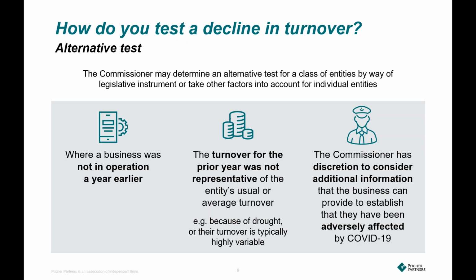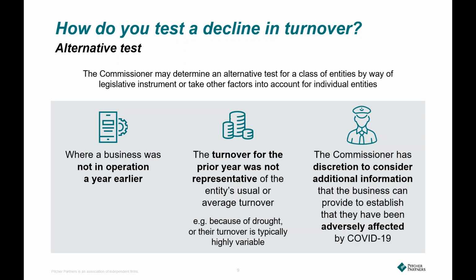There is also an alternative test. It's set out in the legislation, and it allows the Commissioner to determine an alternative test for a class of entities by way of a legislative instrument, and take other factors into account for individual entities. So some of the circumstances that are referred to in the legislation and the accompanying guidance that has been released by the government, where a business might not have been in operation a year earlier, and therefore obviously it's impossible to have a comparison period in 2019 that is compared to the 2020 test period.